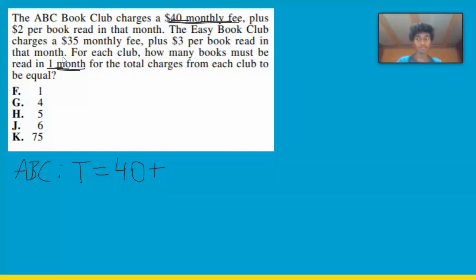So let's say X is the number of books, and we're essentially solving for X such that the total cost for each book club is the same. So we have a flat fee of 40 plus $2 per book read. This means we would add 2x, and this would be the total cost for the ABC book club. Now let's look at the Easy book club.